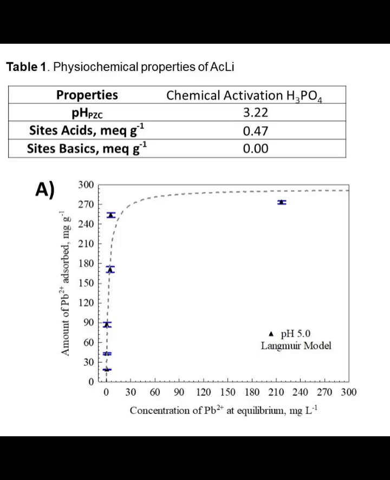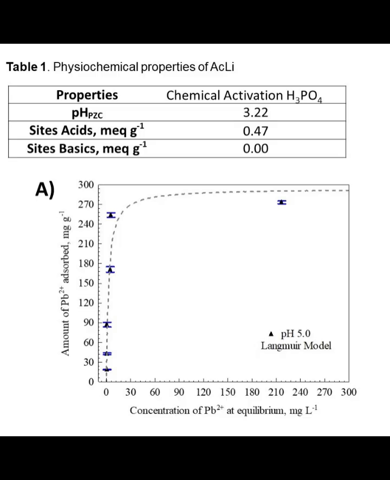Results. Table 1 shows the physicochemical properties of water hyacinth-derived activated carbon, ACWH, chemically activated with H3PO4. The point of zero charge, pHPZC, was determined to be 3.22, indicating that the material surface is acidic. This acidity is confirmed by the concentration of acidic sites, 0.47 milliequivalents g^-1, in the absence of basic sites, a result directly associated with the chemical activation treatment. Based on the pHPZC value, when the pH of the solution in contact with the carbon is higher than 3.22, the surface acquires a negative charge, which promotes cation attraction.